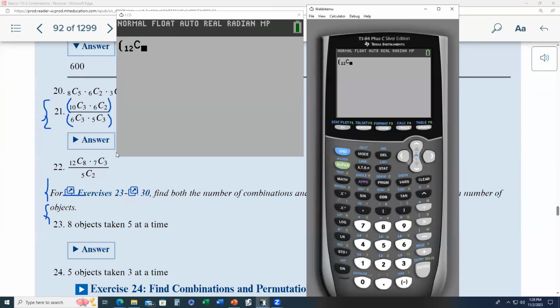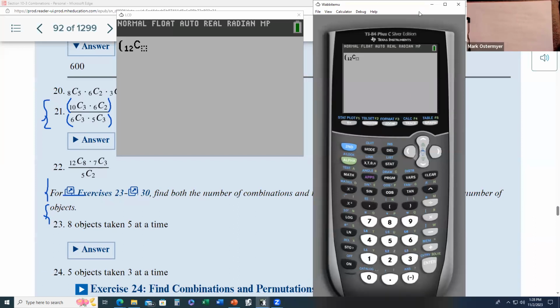Are you doing number 22 or 21? It should be number 21. Yeah, hold on, let me go back. You got 12 instead of 10. Yeah. That should be 10 in combination with 3. Okay, here we go. 10. Okay, 10 in combination with 3.